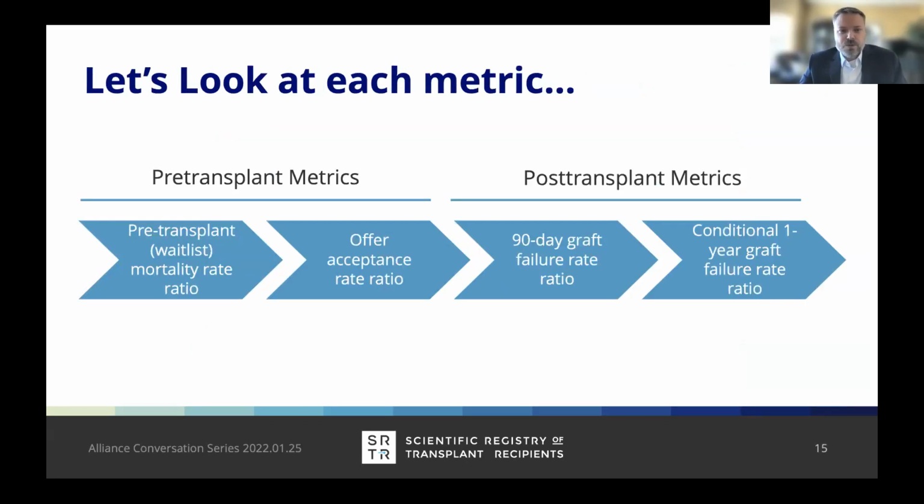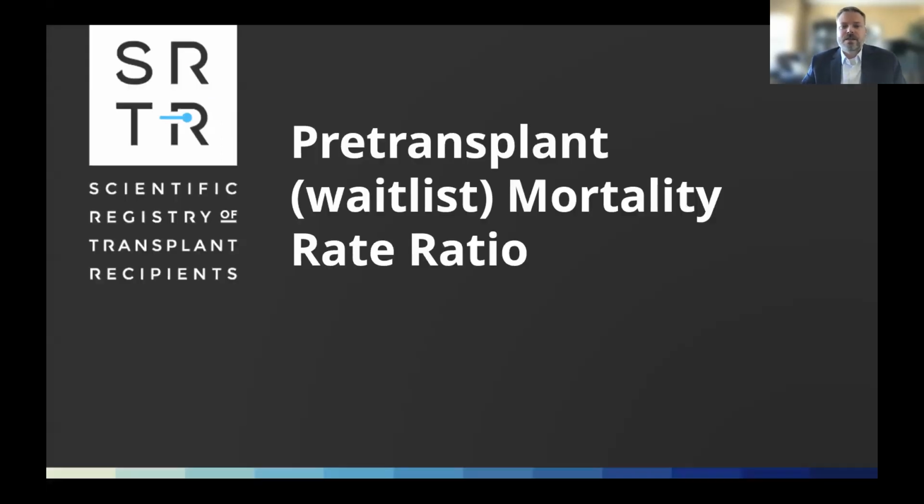There are 2 pre-transplant metrics and 2 post-transplant metrics. The pre-transplant metrics are waitlist mortality rate, offer acceptance rate, 90-day graft failure rate, conditional 1-year graft failure rate. We'll take a look at each one in turn. And again, they're all rate ratios comparing observed to expected. So we'll start with the pre-transplant or waitlist mortality rate ratio.